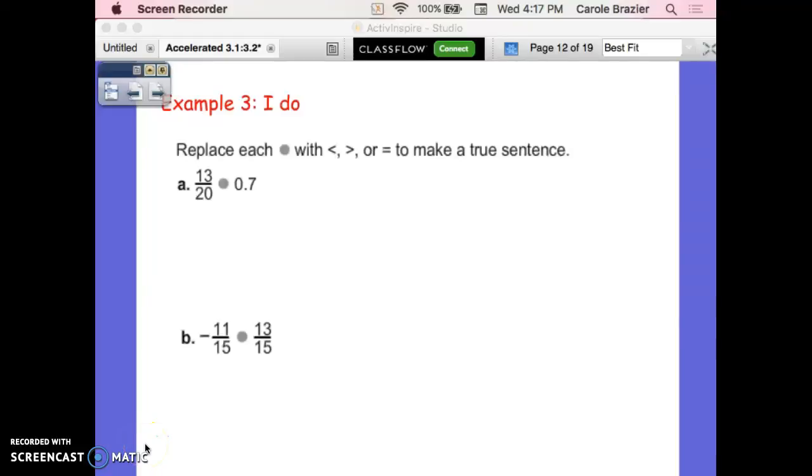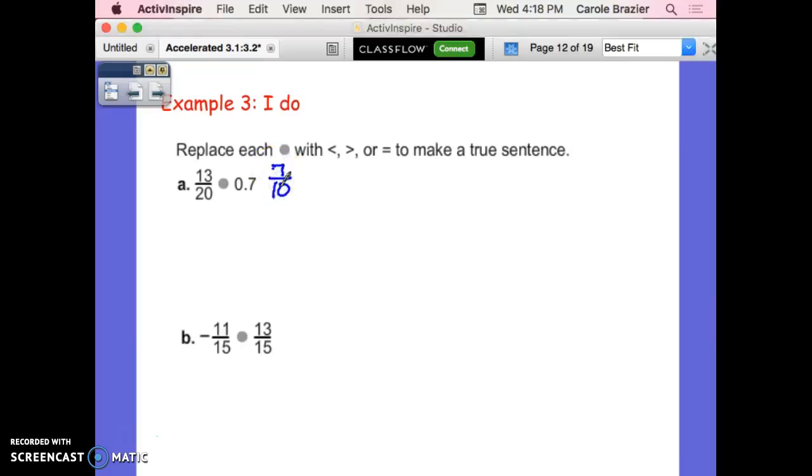Okay, welcome back. Now we have to compare fractions and decimals and decide which one is greater than. In order to do that, they have to be in the same form. So this one's pretty easy to see that 0.7 can be turned into 7/10.